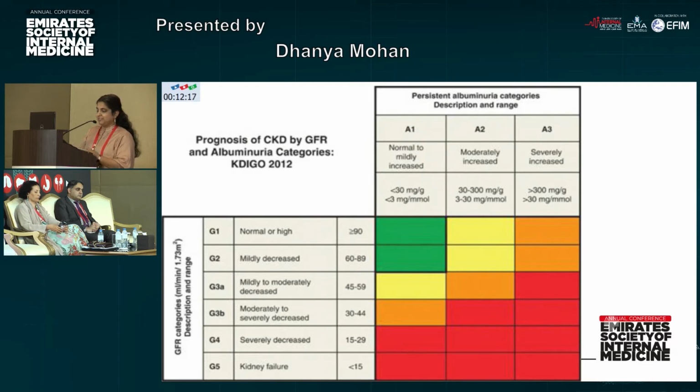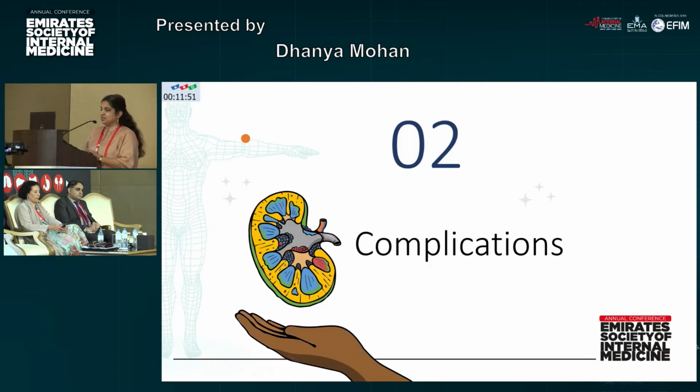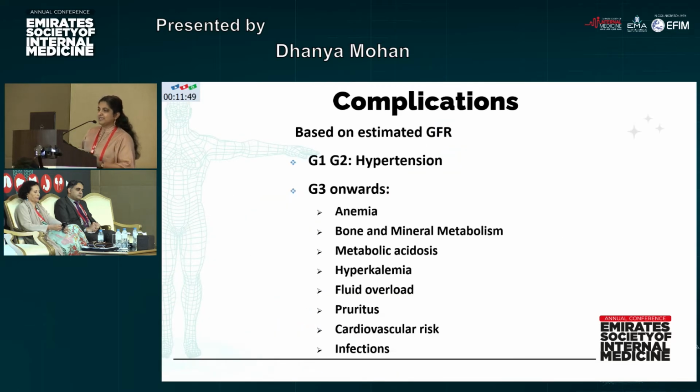So there are 5 grades of CKD, G1 to G5 based on the GFR, which we saw, and A1 to A3 based on the degree of albuminuria. And the higher the grade and the higher the degree of albuminuria, the worse the prognosis and the increased risk of progression of CKD, as well as increased risk of complications from CKD, including cardiovascular diseases. So we'll go through the list of complications.